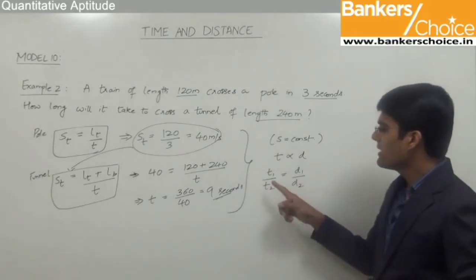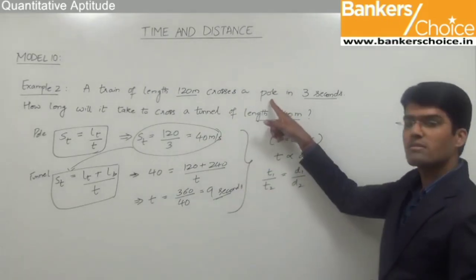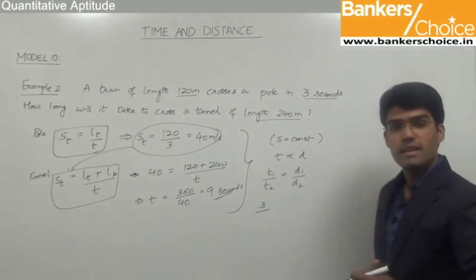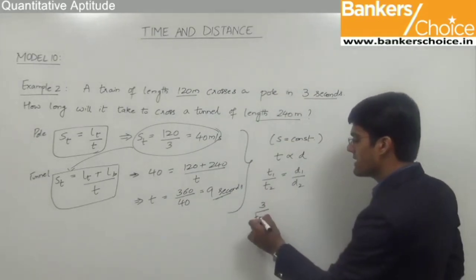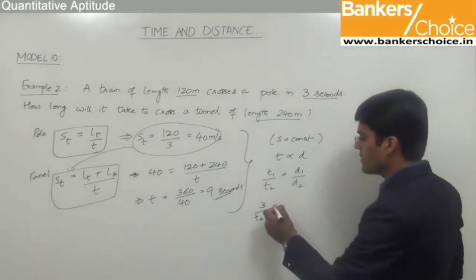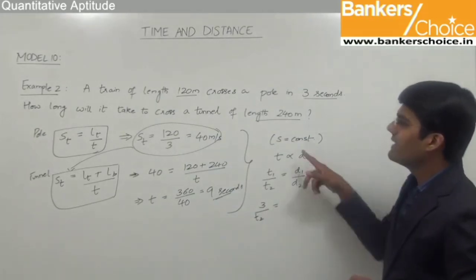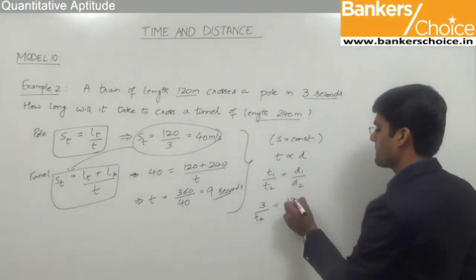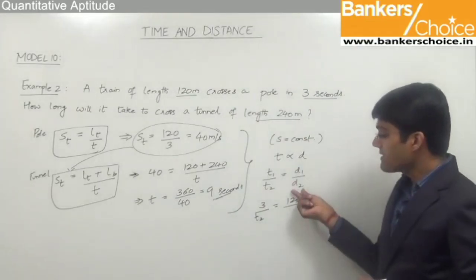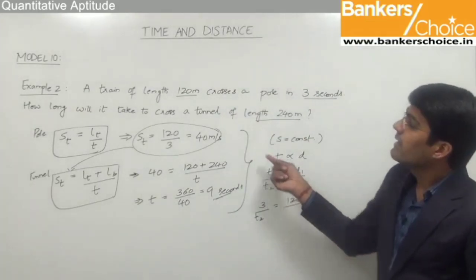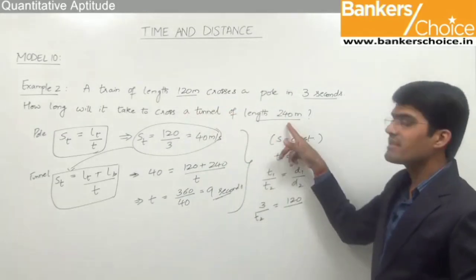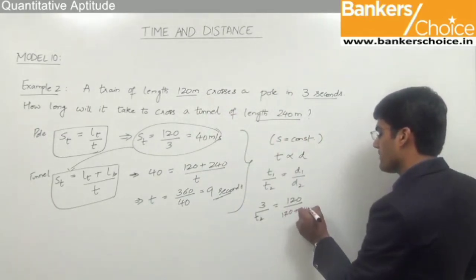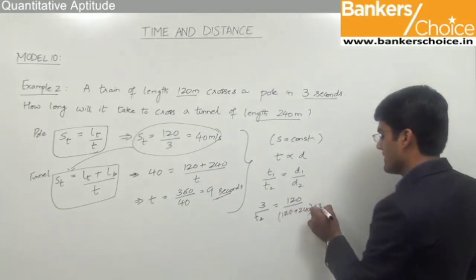So as given in the question, the first case is nothing but time taken to cross the pole, which is 3 seconds. So 3 divided by the time taken in the second case is to be calculated. So let us take it as T2, which should be equal to the distance to be travelled in the first case, which is nothing but only the length of the train, which is 120, divided by the distance to be travelled in the second case, which is the length of the train plus the length of the tunnel. So that is 120 plus 240. So this is equal to 360.